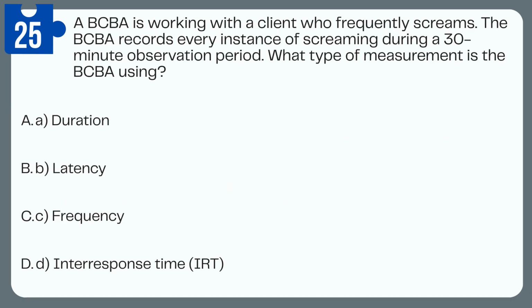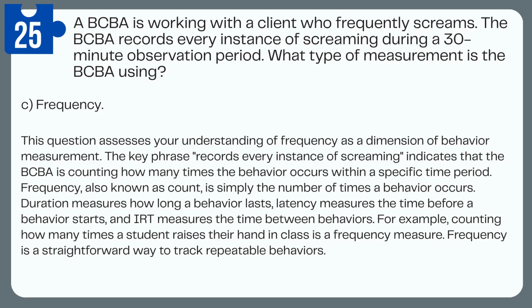Question 25. A BCBA is working with a client who frequently screams. The BCBA records every instance of screaming during a 30-minute observation period. What type of measurement is the BCBA using? A. Duration. B. Latency. C. Frequency. D. Interresponse time, IRT. Answer: C. Frequency. This question assesses your understanding of frequency as a dimension of behavior measurement.